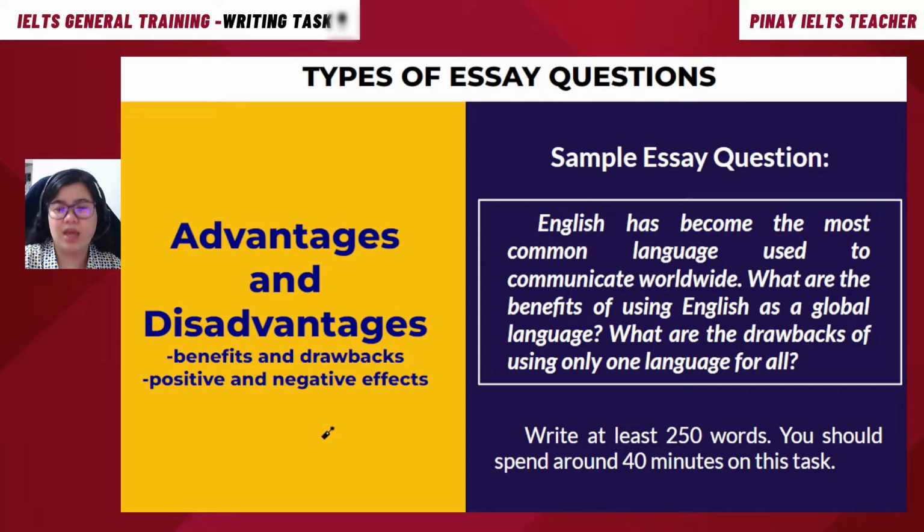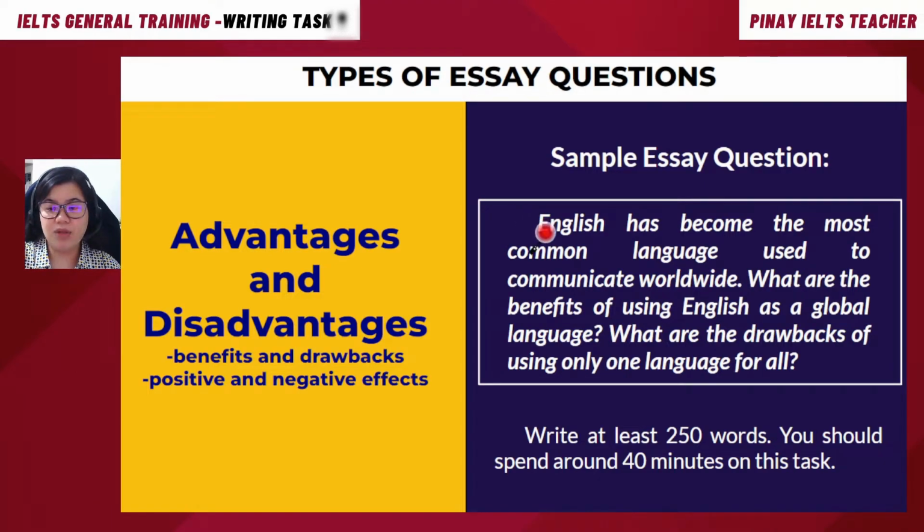So first is your advantages and disadvantages. Other words that you might encounter in the test would be benefits and drawbacks, or positive and negative effects. So you might hear questions like, what are the benefits and what are the drawbacks of this and that? What do you think is the positive and the negative effect of this and that? So it's just all the same, guys. It's just the same as saying what are the advantages and disadvantages.